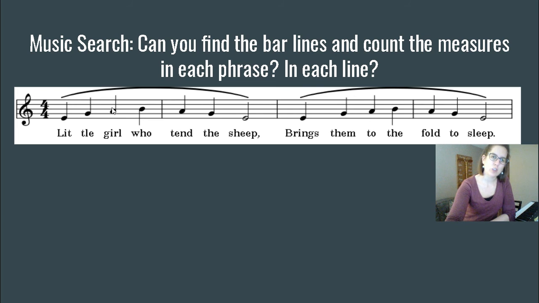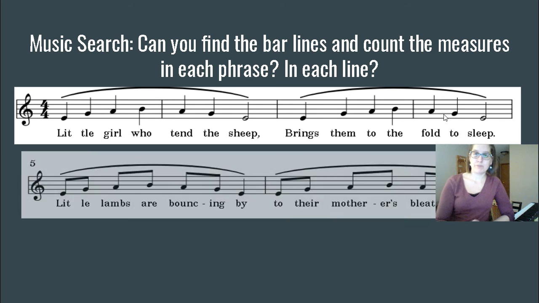What if I look at this whole line? How many bar lines do I see? Remember, the bar lines are those short lines that divide up the rhythms. I've got 1, 2, 3, 4 bar lines, which means I have 1, 2, 3, 4 measures. Let's try the next one.